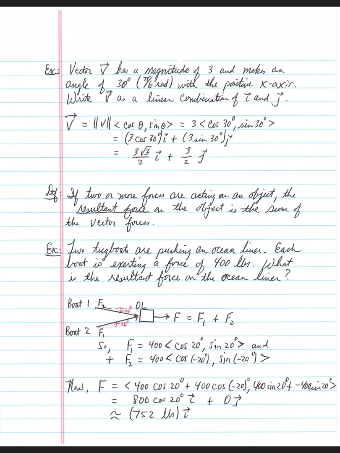Example: vector v has a magnitude of 3, or a length of 3, and makes an angle of 30 degrees, or pi/6 radians, with the positive x-axis. We're going to write vector v as a linear combination of i and j. Okay, so from the previous slide, we have the magnitude of v times cosine theta, sine theta.